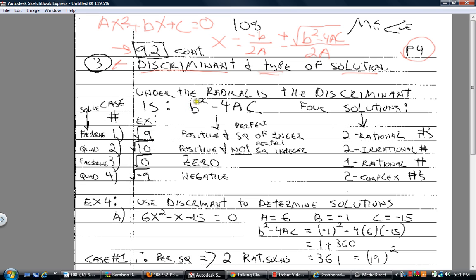When you have b squared minus 4ac, if you have a value such as a positive 9, and you take the square root of it, your answer would be plus or minus 3, 2 rational numbers. Now, what happens if b squared minus 4ac gives you a 10? The square root of 10 is an irrational number. It's not a perfect square root. Therefore, you'd get 2 irrational solutions.